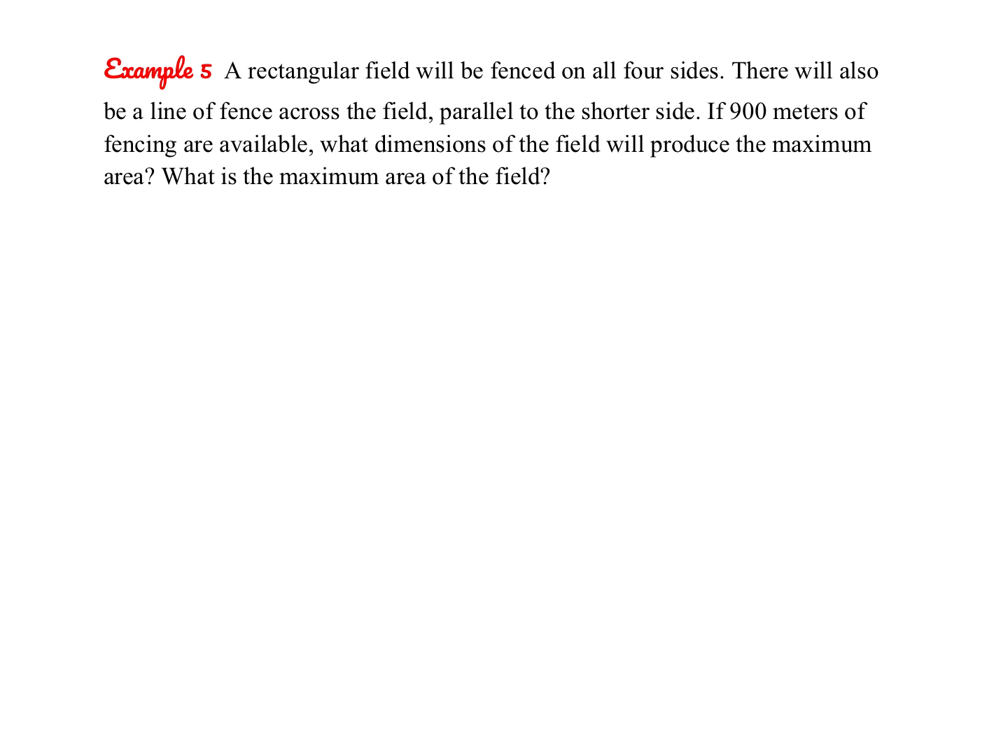All right, let's try one more together. Here we have a rectangular field will be fenced on all 4 sides. There will also be a line of fence across the field parallel to the shorter side. So here we're not given a picture, so let's draw this picture. We know what a rectangle looks like, so we have a rectangular field. So it looks something like this.